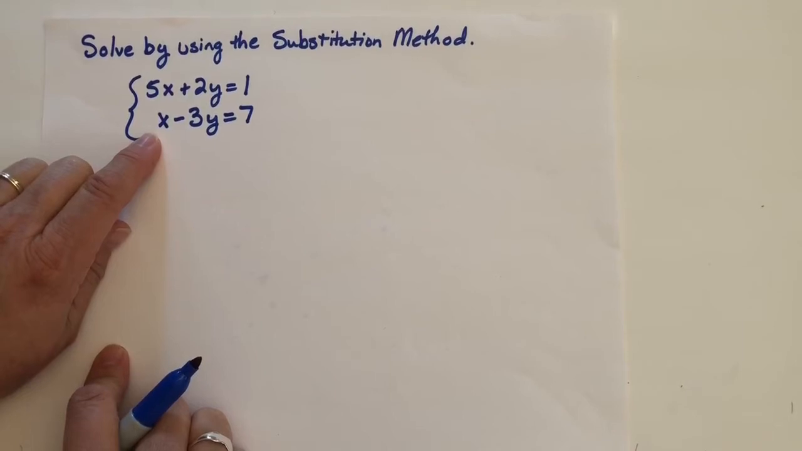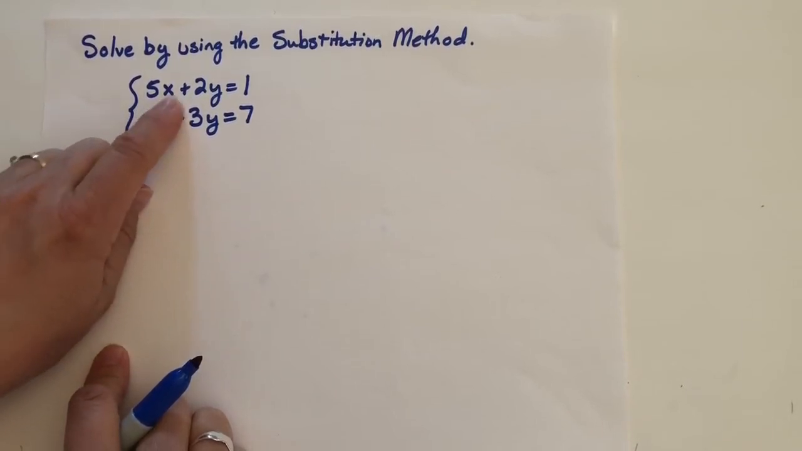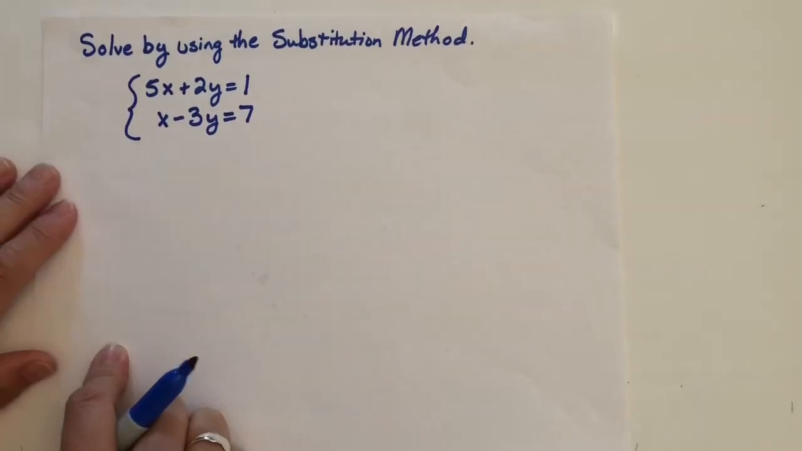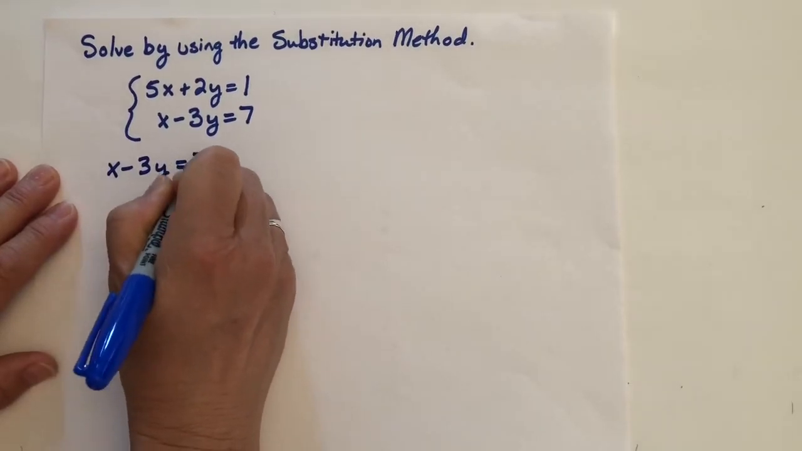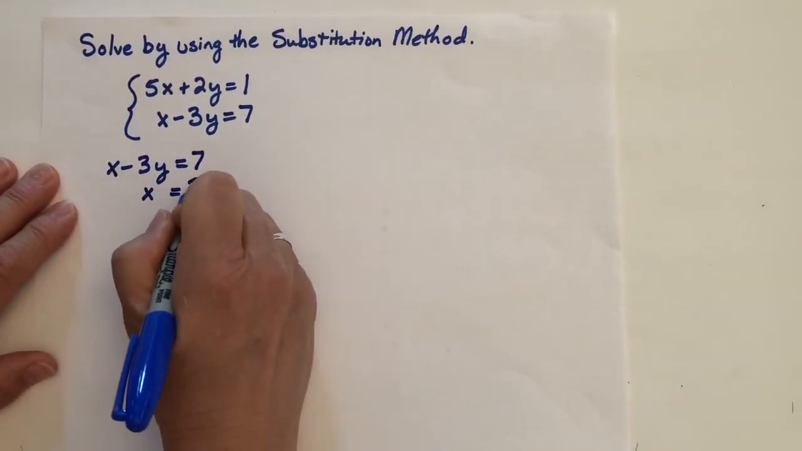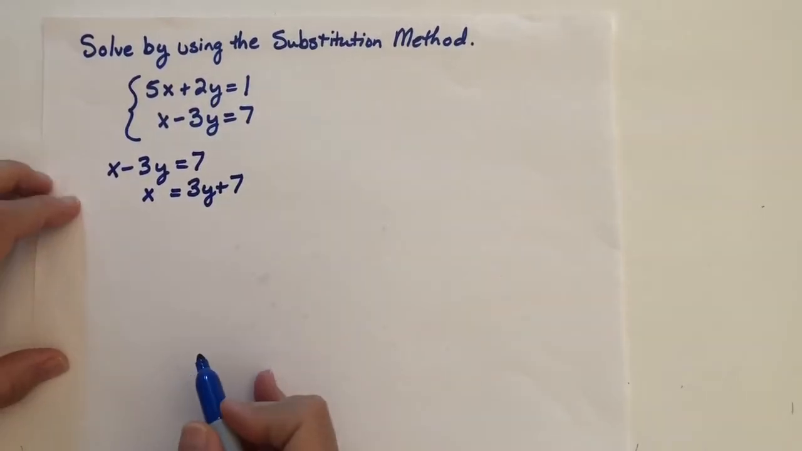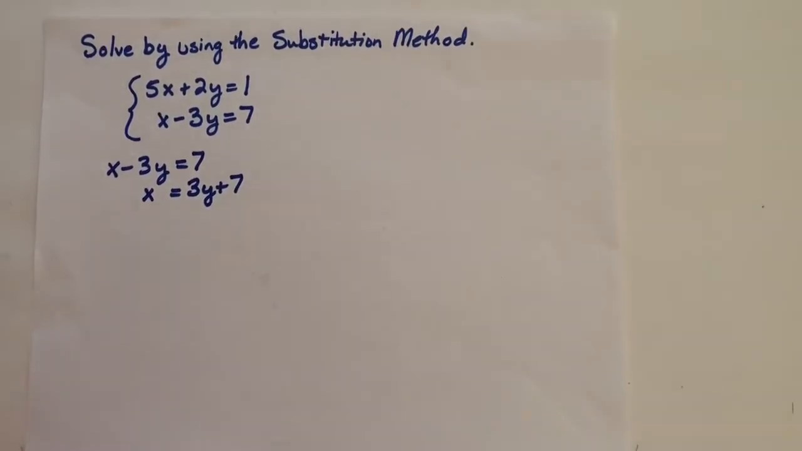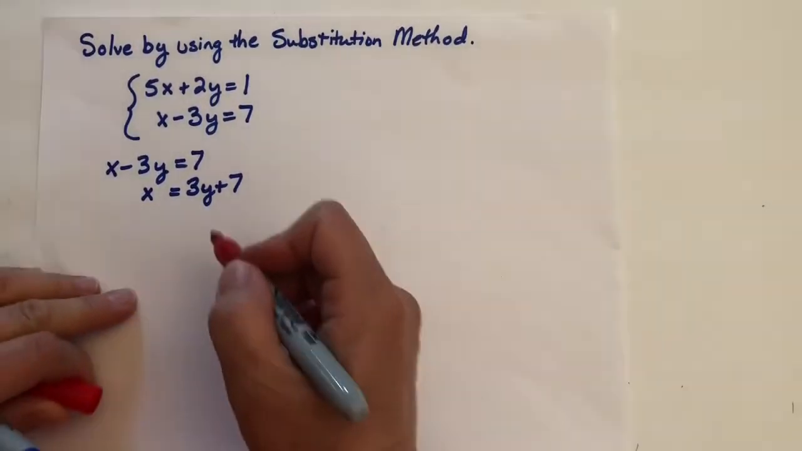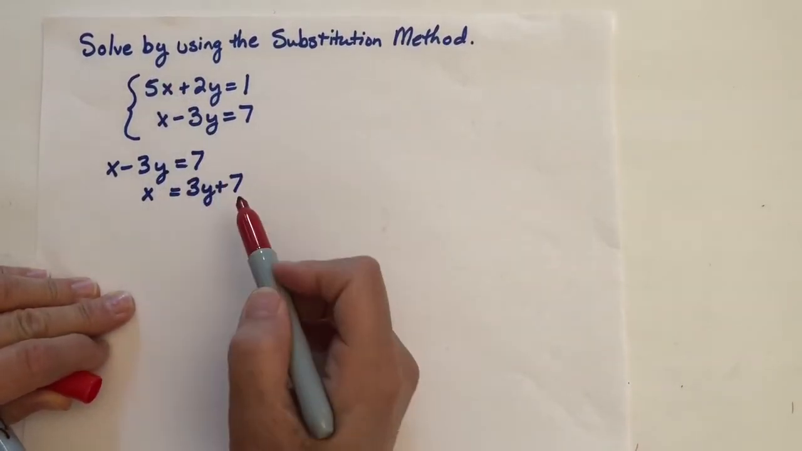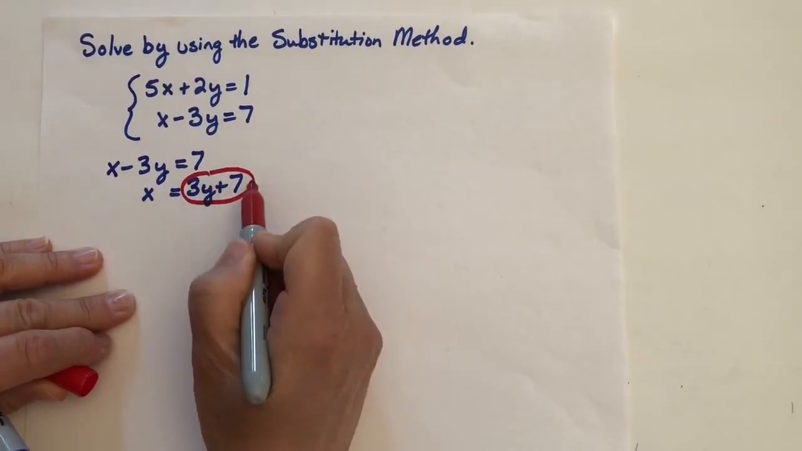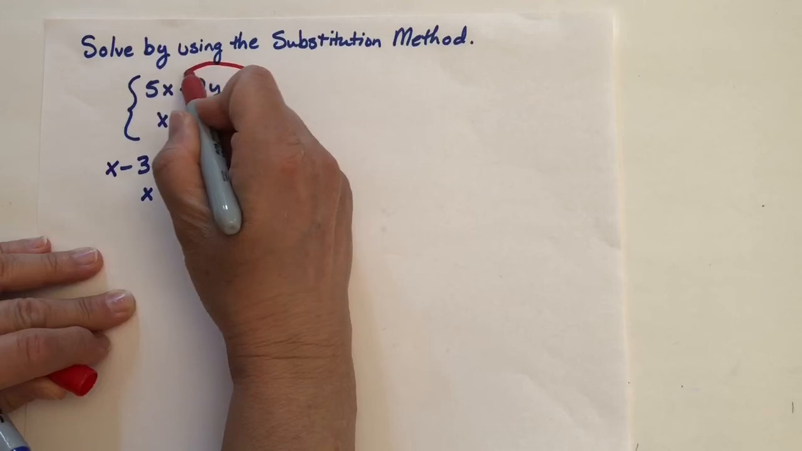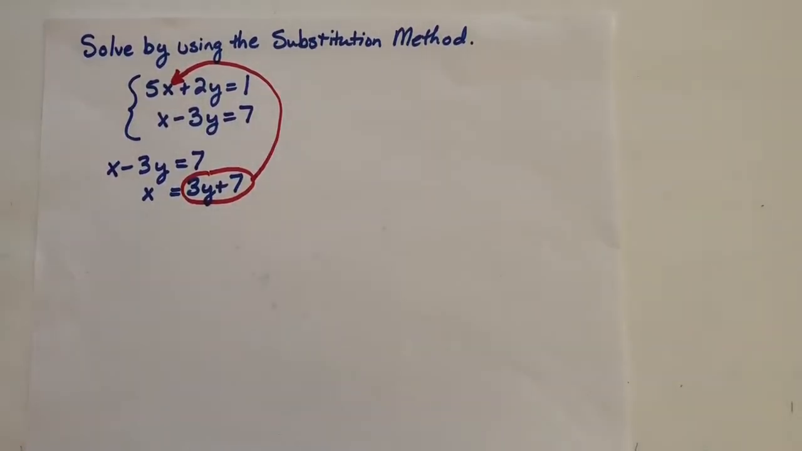But it really is a matter of personal preference. You could solve for x here, y here, x here, or y here. So I'm going to solve for x in that second equation. So when we add 3y, we have x equals 3y plus 7. Now here's where the substitution comes in. We're going to replace the x in the first equation with what we know is equal to x for this problem. This 3y plus 7 is going to be substituted right there, hence the name substitution.